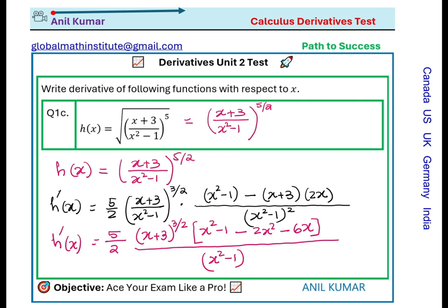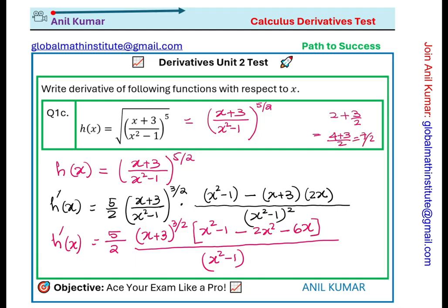So we are doing 2 plus 3 by 2. Let me do it here. 2 plus 3 by 2, right? So it becomes what? 2 times 2 is 4, right? So 4 plus 3 by 2, 7 by 2, correct? So this is especially for those students who are struggling with working with radicals, right? So that is how you're going to simplify it. So I hope it makes sense.